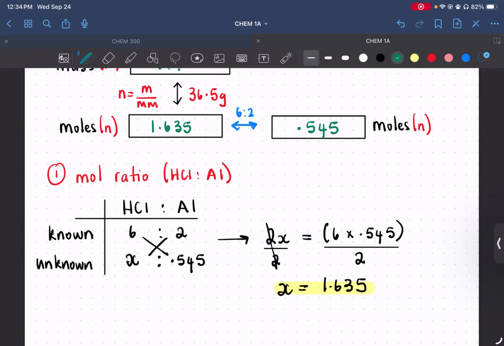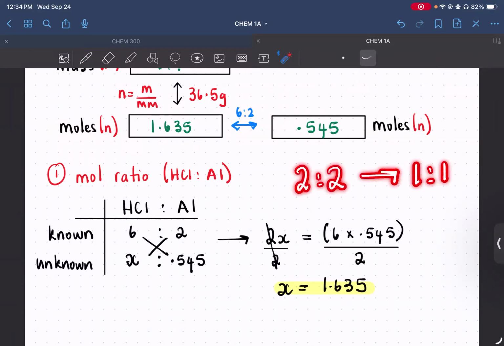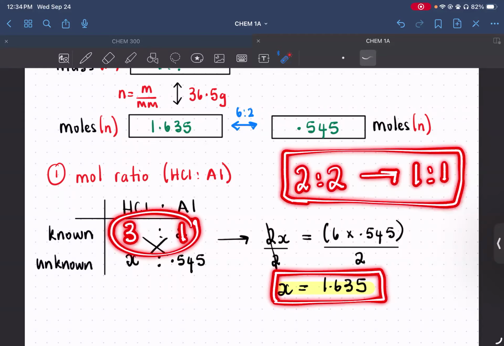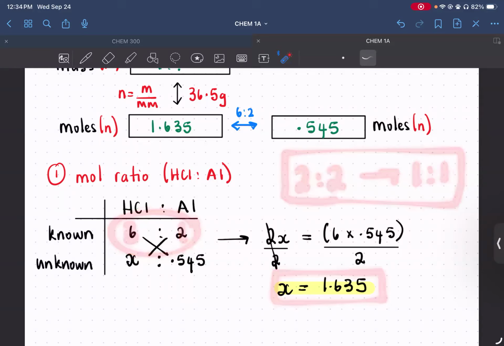Now, two things I'd like to point out. Just as we saw earlier in the case of 2:2, we simplify this to 1:1. You could have done the same thing here for 6:2, making it 3:1. If you had done that, you would still eventually get the same answer. So the point to take away is that simplifying is easier, but it's not absolutely needed.